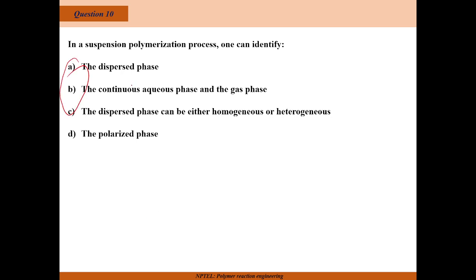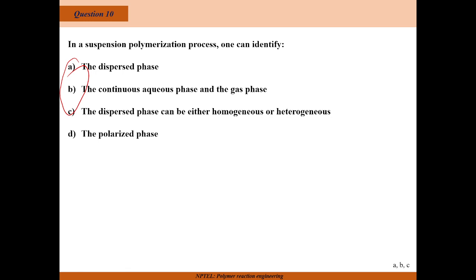Okay, so dispersed phase can be found in a suspension polymerization. Continuous aqueous and gas phase can be found in polymerization. Dispersed phase can either be homogeneous or heterogeneous. That is also true in case of suspension polymerization process.